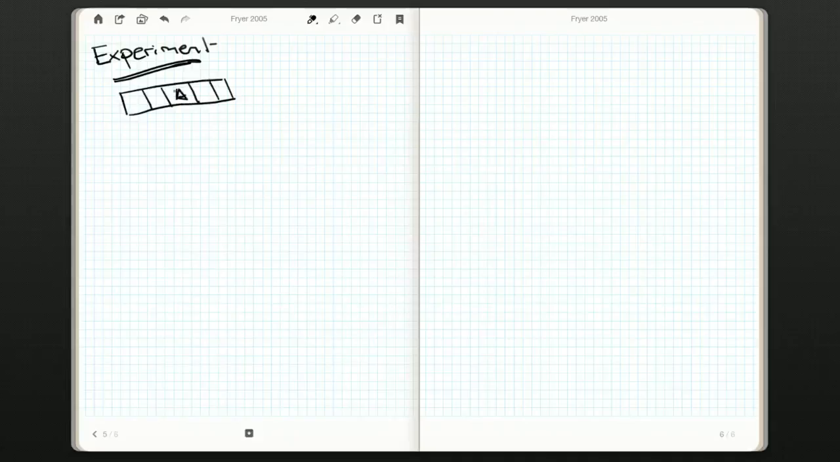Got an A in the middle. You know what? I think I'm going to give these guys different colors, just to make things a little more interesting. So A goes there. Make B orange. So this is the setup we're looking at.